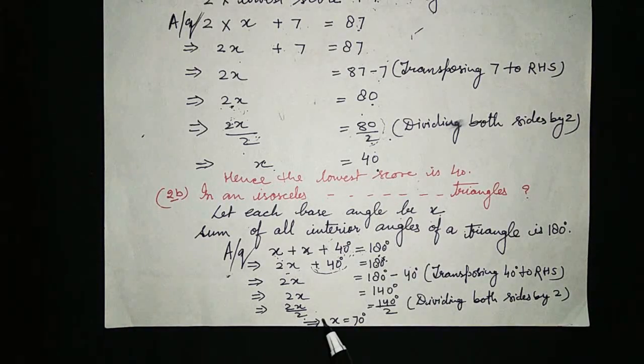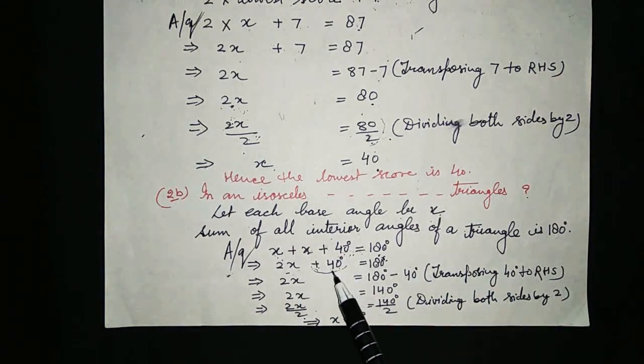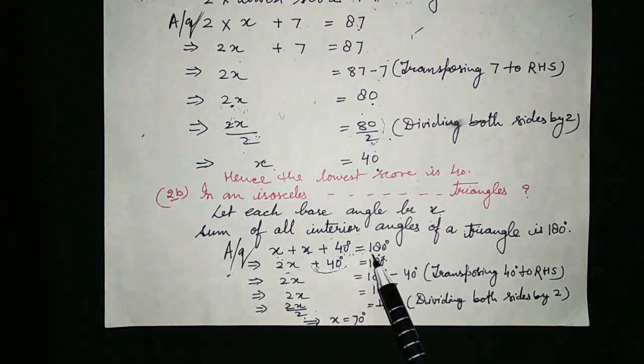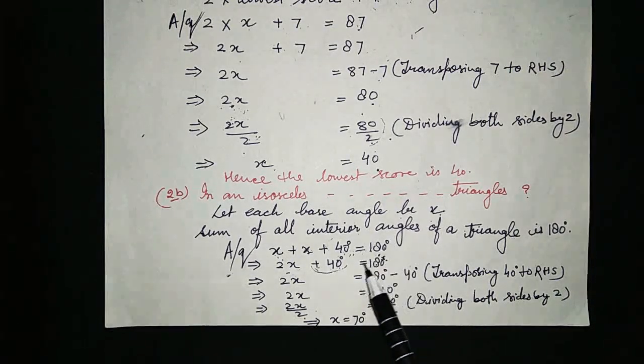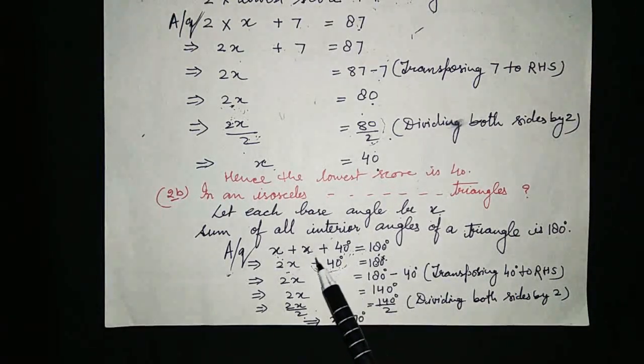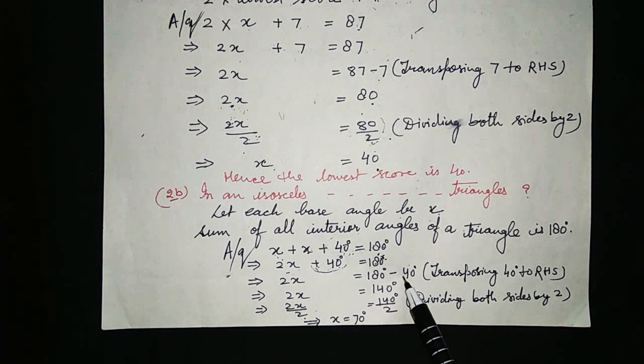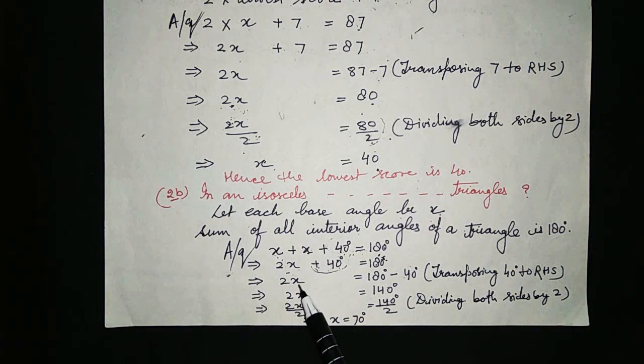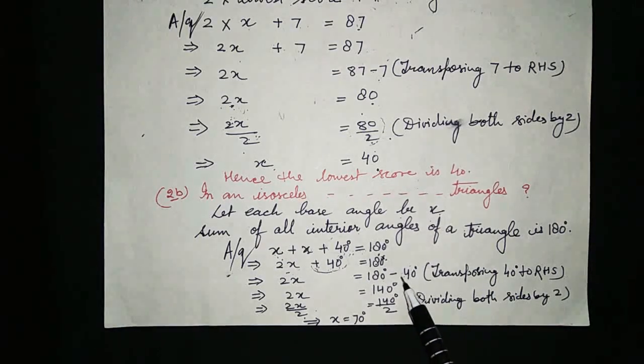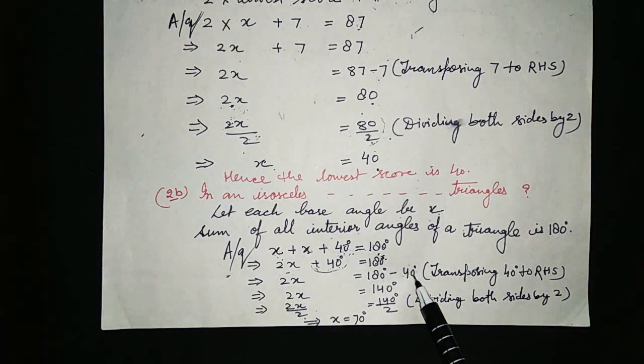By angle sum property of triangle, x plus x, 2x will come, plus 40 degree is equals to 180 degree. Now we will transpose this 40 degree from left hand side to right hand side. Then the step will be 2x is equals to 180 degree minus 40 degree.